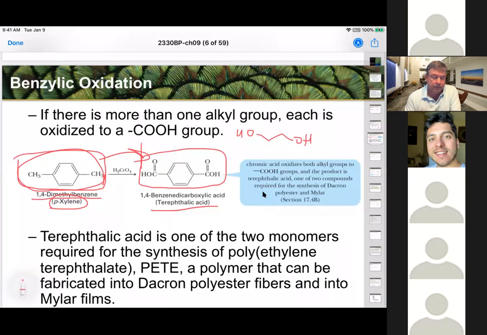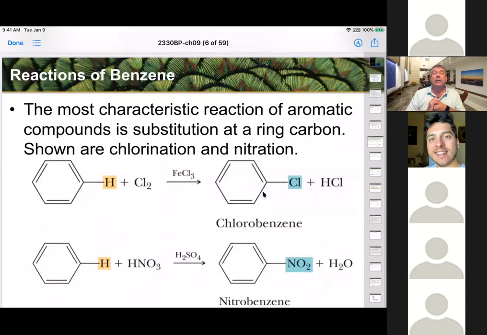So moving right along, let's talk about all the other reactions of benzene we have. All of the other reactions besides that benzylic oxidation reaction are going to be substitution reactions. Basically, we're going to displace a hydrogen for the most part and put something else on there. But unlike adding across a double bond where we go all the way to sigma bonds, we're going to do a substitution because it wants to stay aromatic.